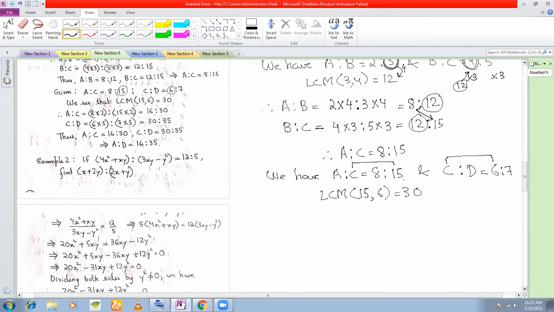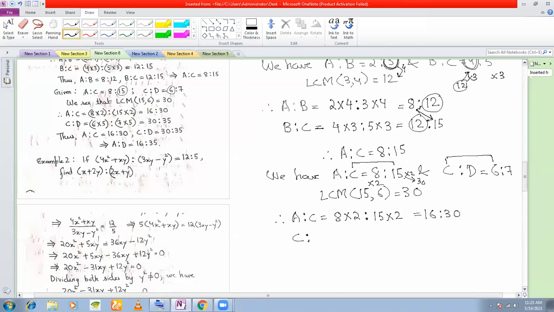So we want to make this 15 into a 30. So we need to multiply this by 2. So if you are multiplying this by 2, we also need to multiply this by 2. So therefore, A is to C, we can write as 8 into 2 is to 15 into 2. We get 16 is to 30.